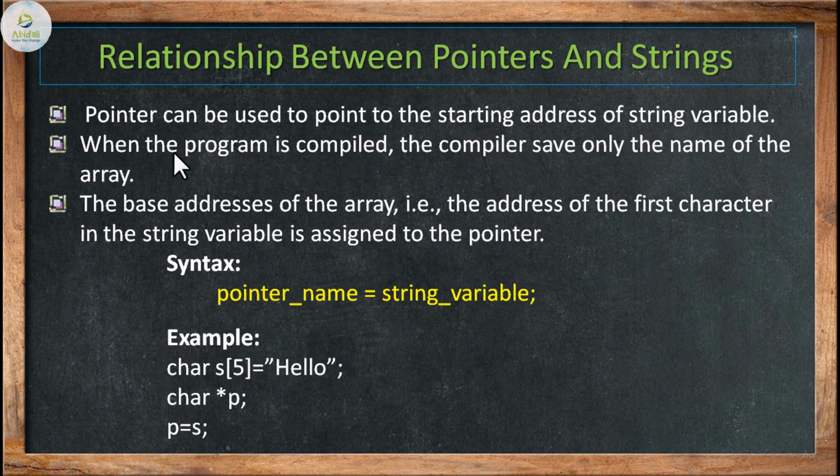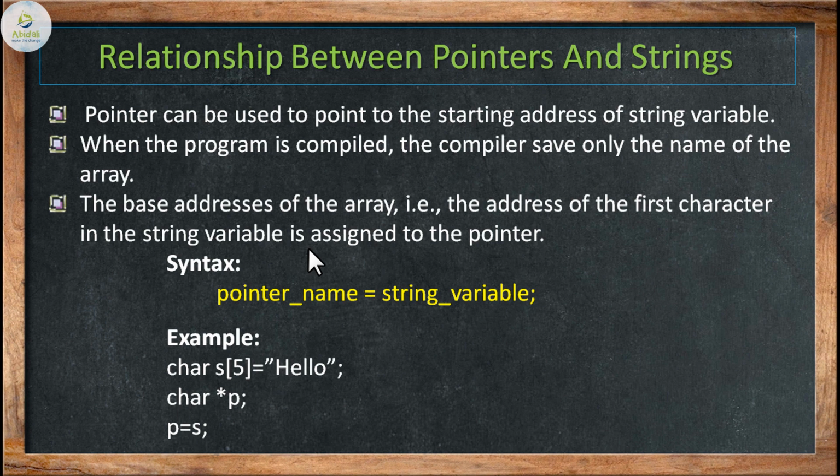When the program is compiled, the compiler saves only the name of the array because it is going to point to the address of the very first element. What do you call the address of the very first element of the array? We will call it the base address. The starting address of an array is called the base address. The base address of the array, that is the address of the starting character in the string variable, is assigned to the pointer.